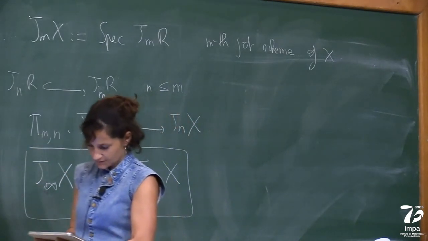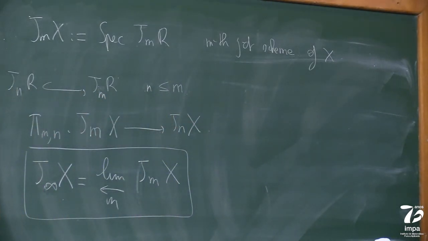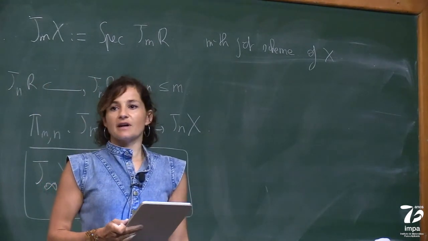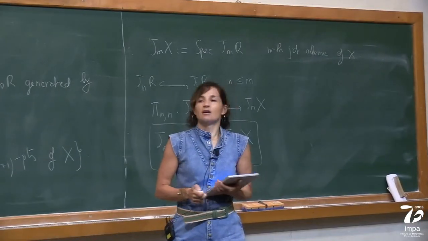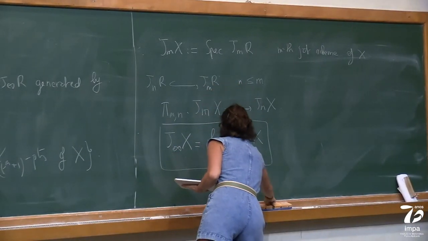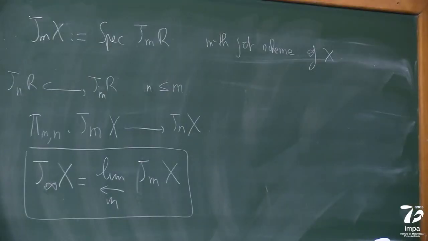Okay, so I think it's time for examples. Let me explain how to compute in practice the finite jet scheme and arc space for a concrete affine scheme. So any question for the construction?